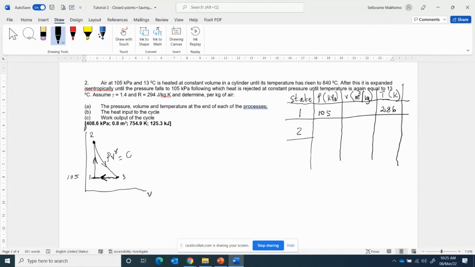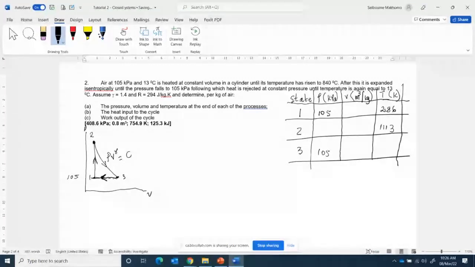So for number 2 is T2. We don't have pressure for number 2. We don't have volume, but we have temperature, which is 840. 840 becomes 1113 Kelvin. And the last one is 3. The pressure at 1 and the pressure at 3 is 105. Do we have the volume? No, we don't have volume. Do we have temperature? No, we don't have a temperature.